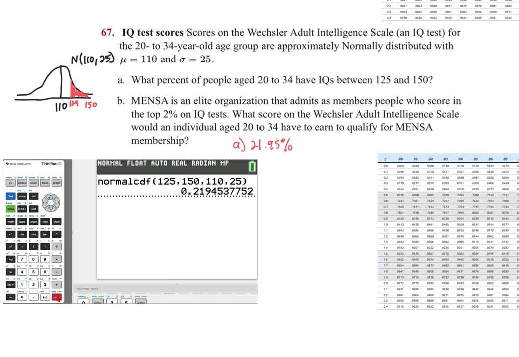Okay, for part B, they say Mensa is an elite organization that admits as members people who score in the top 2% on IQ tests. What score on the Wechsler Adult Intelligence Scale would an individual aged 20 to 34 have to earn to qualify for Mensa membership? Okay, so now we're looking for a value in context. A score on the test is a value. We're not looking for percents or proportions anymore, we're looking for values. And so that's going to be inverse norm. Okay, so let's do that in the calculator.